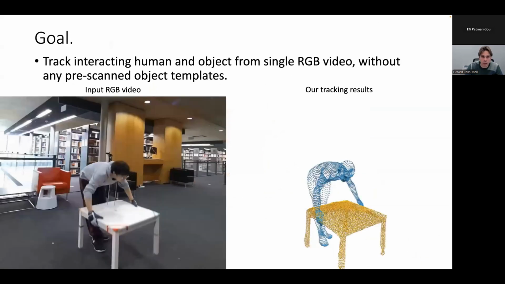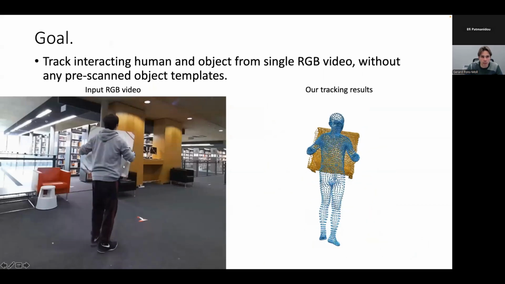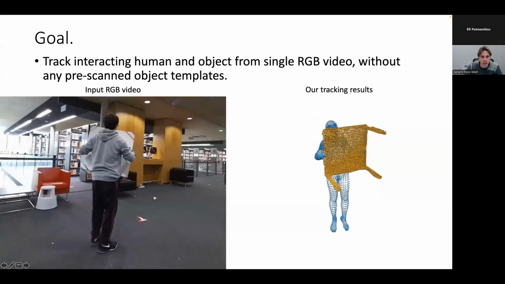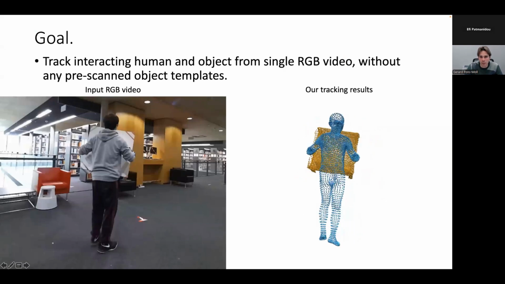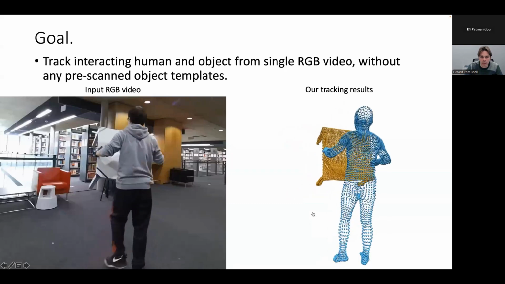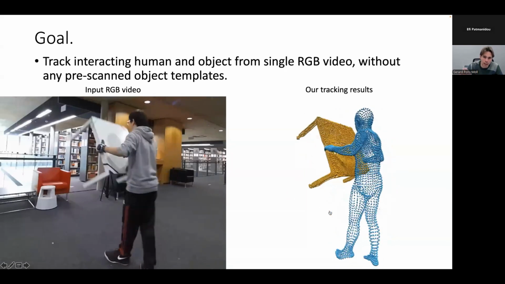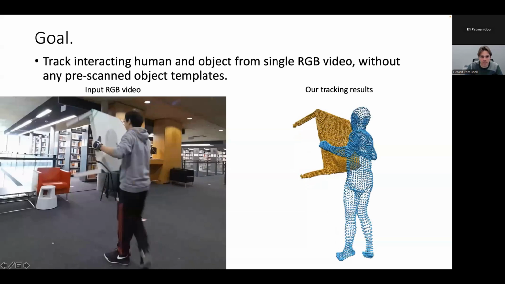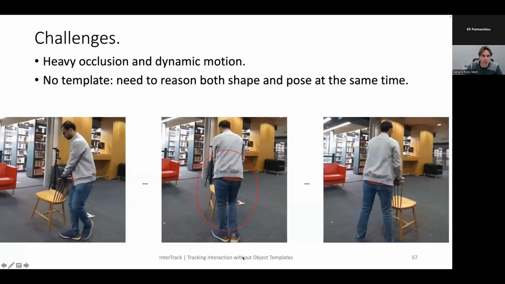This is what we do in this follow-up work, in which we obtain tracking results like you can see here. This person is interacting with this table, and we can nicely reconstruct the object and the human, but this time the object has sharper details. Now we have challenges as before. We have heavy occlusion, and we have no template. So we need to reason about both the pose and the shape at the same time.